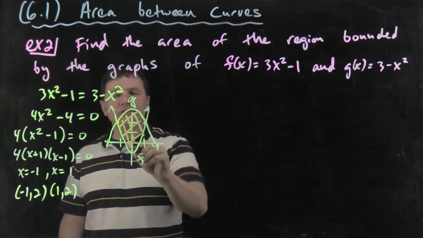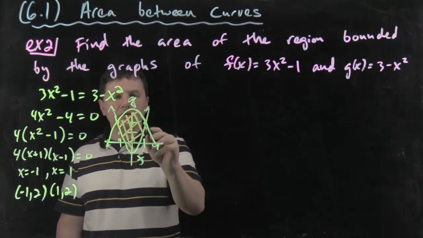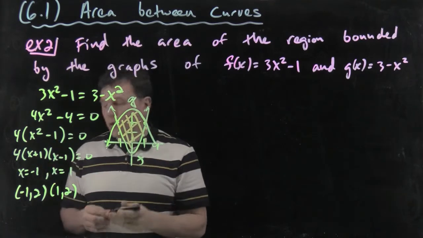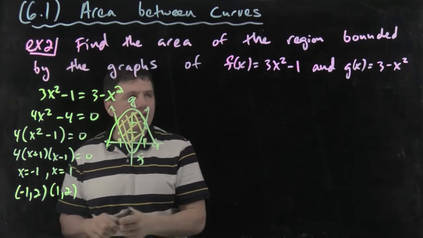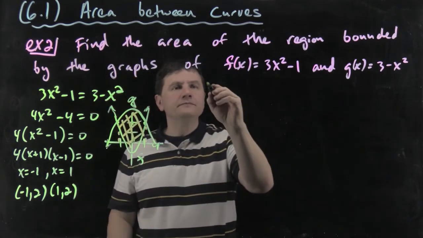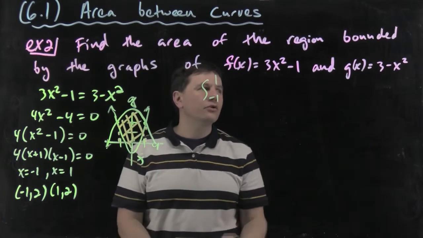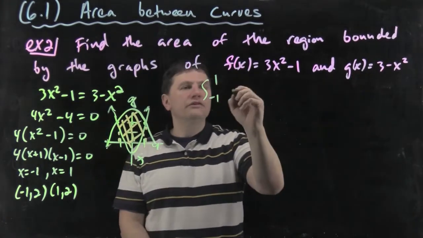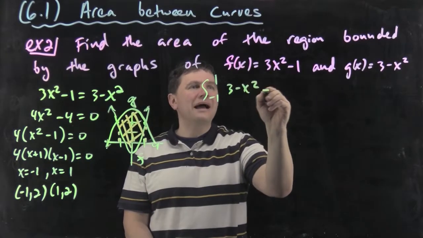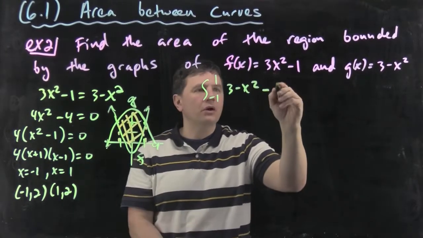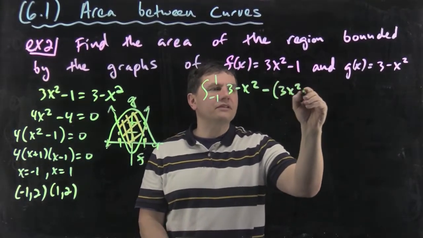So this time, the intersection points define the interval. So let's go ahead and do that. So we're integrating from -1 to 1. We're doing the function g. So 3 minus x squared minus the function f, which is below. Make sure you put that in parentheses.